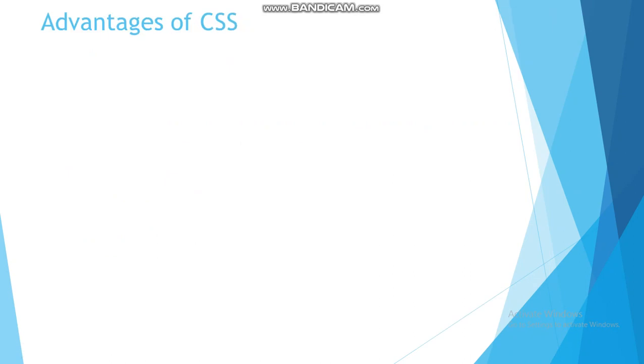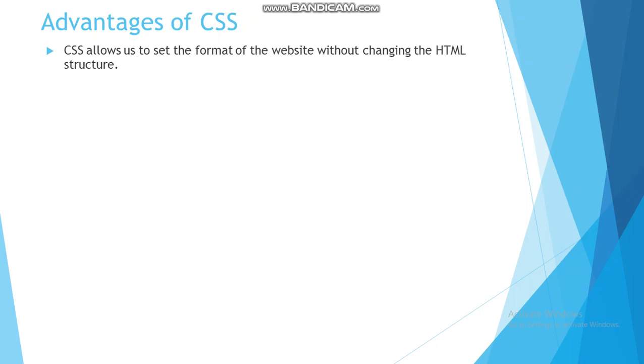Now, advantages of CSS. CSS allows us to set the format of the website without changing the HTML structure. So there is no need to make any changes in HTML code, and without any changes in HTML, we can just apply CSS rule. We can also create a separate file for CSS, and inside separate file we can write CSS code, and then that code we can get applied in HTML program.